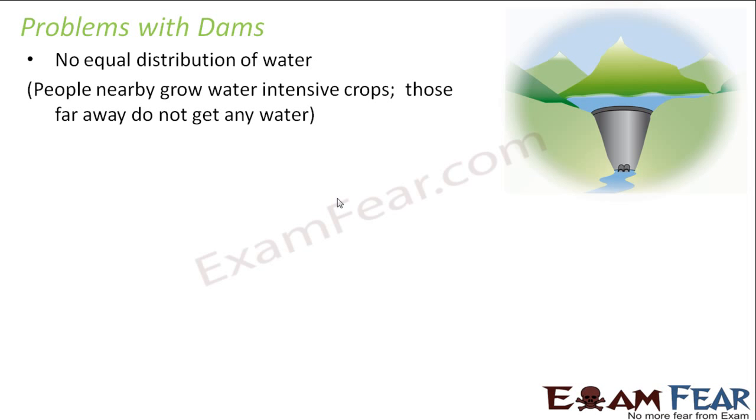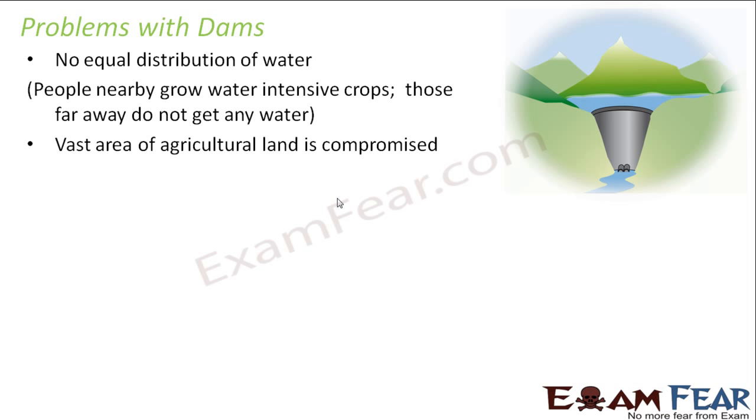That is what I told, right? Because when you have a dam somewhere, people around that area will get more water, they will utilize more water, they will grow water intensive crops, that is crops which need more and more water. So they will consume most of it, and those who are living far away will not get any water to cultivate anything.